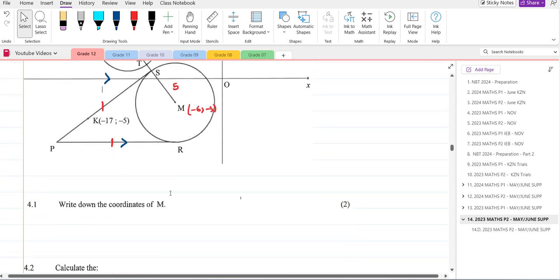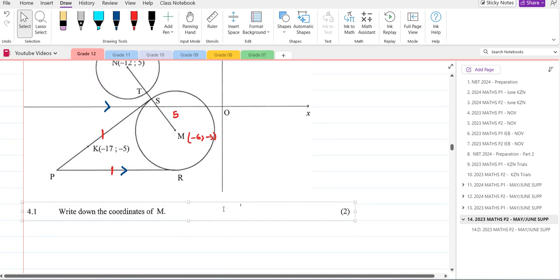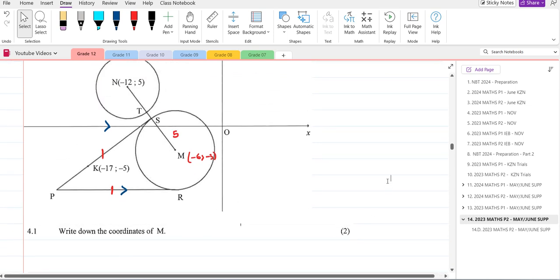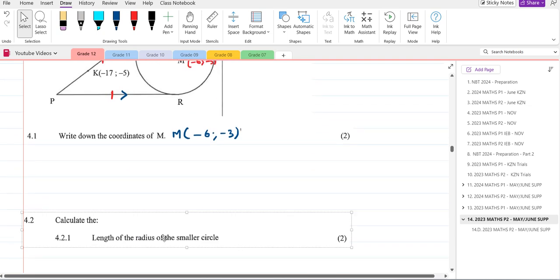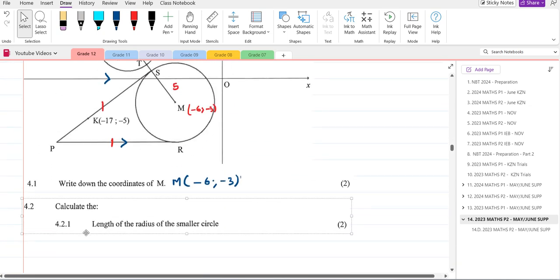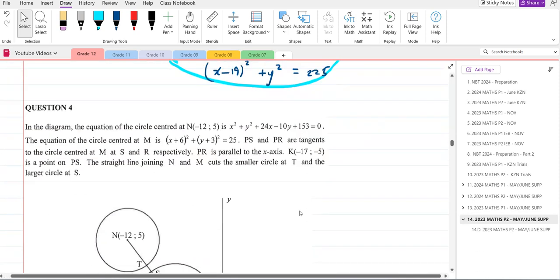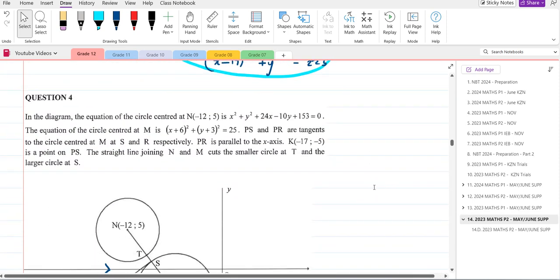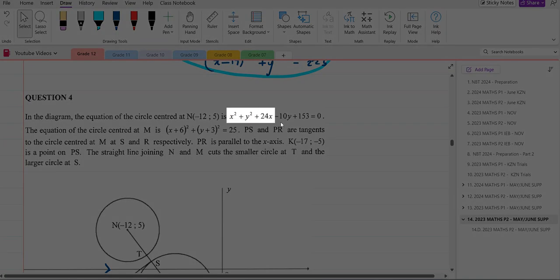Now let's read the first question. Write down the coordinates of M. Coordinates of M is minus 6, minus 3. Calculate the length of the radius of the smaller circle. The length of the radius of the smaller circle is, you gotta complete the square here, okay?